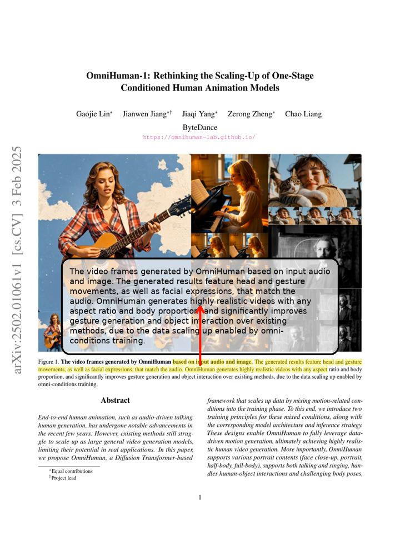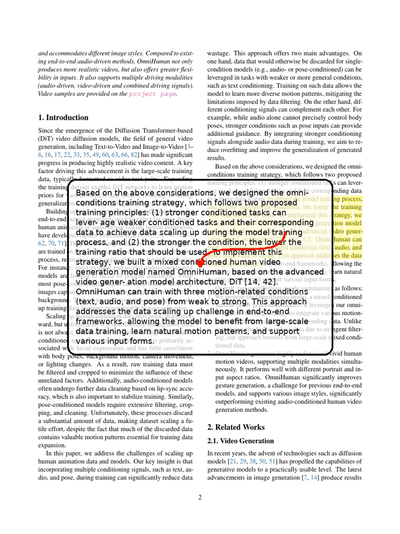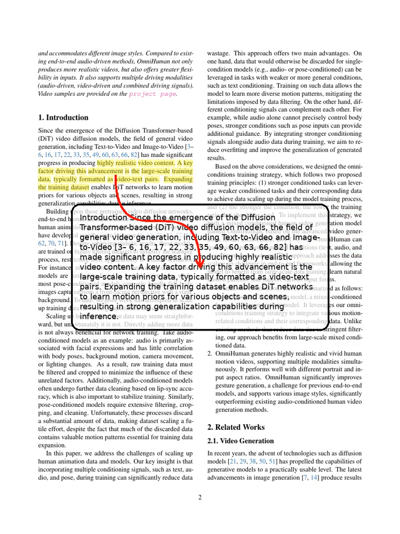Now, this isn't just some pie-in-the-sky concept. It's based on a solid research paper titled OmniHuman-1: Rethinking the Scaling Up of One-Stage Conditioned Human Animation Models. It's a mouthful, I know, but what it boils down to is this: OmniHuman is a powerful AI model trained on a huge dataset of human motion data, using something called diffusion transformers to learn the intricate relationships between images, audio, and poses.